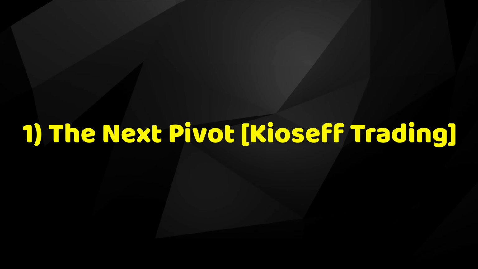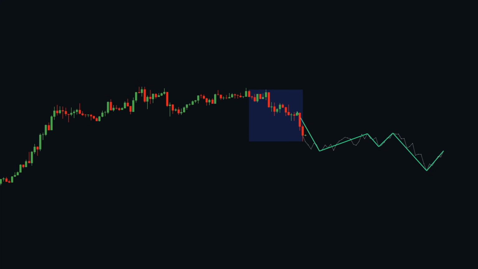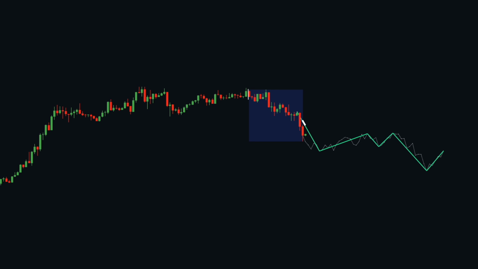This tool is called the Next Pivot by Kiosef Trading. The Next Pivot by Kiosef Trading is a comprehensive technical analysis indicator available on TradingView. This indicator is designed to help traders forecast future price movements by comparing historical price sequences with the current price sequence using various similarity measures. What this indicator can do is insane.